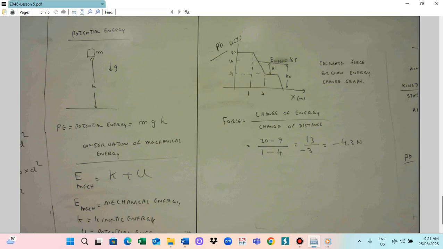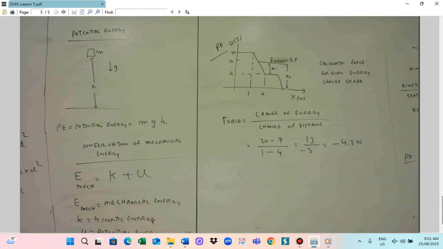An object above the ground level has what we call potential energy. H is the height, g is the gravitational acceleration, and m is the mass. So the potential energy P is equal to mgh. So we can calculate potential energy: this is mgh.